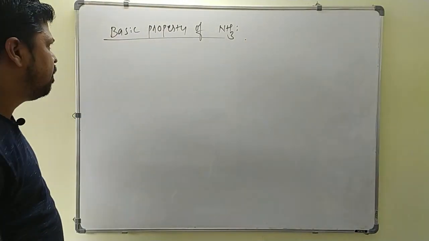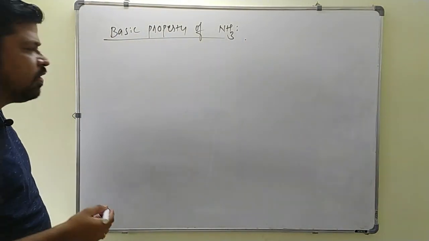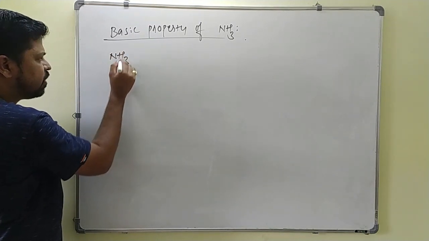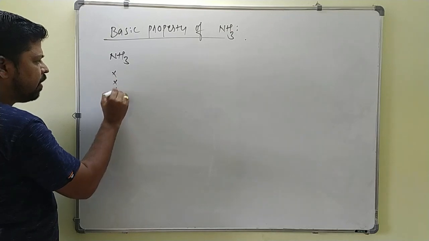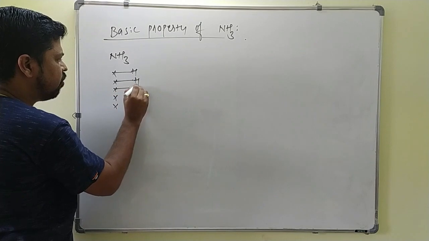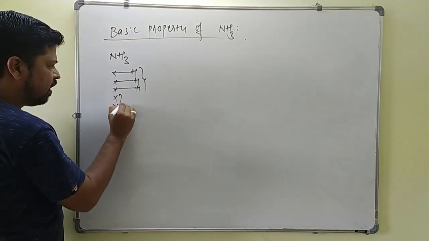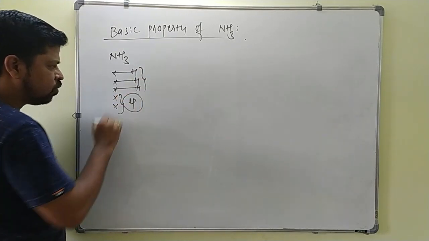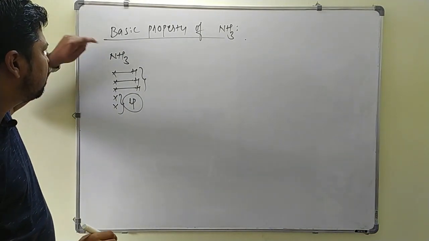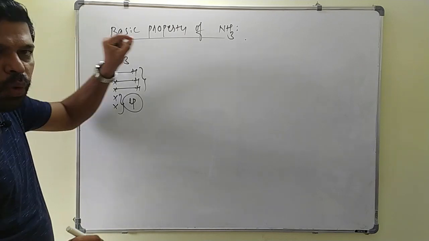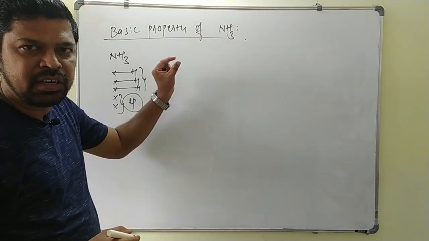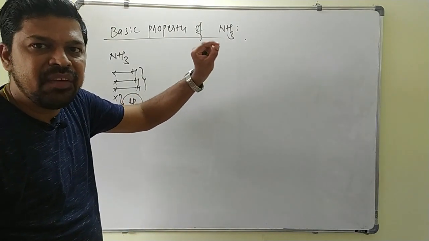Always keep in mind, this ammonia acts as what? Lewis base, because in the ammonia molecule, nitrogen is the central atom. It has 5 valence electrons. Out of the 5, 3 valence electrons are used for bond formation, and the remaining 2 electrons are present in the s orbital, existing as a lone pair of electrons. So after bond formation with hydrogen, nitrogen has one lone pair of electrons on itself. Due to the presence of the lone pair on nitrogen, ammonia acts as a Lewis base.